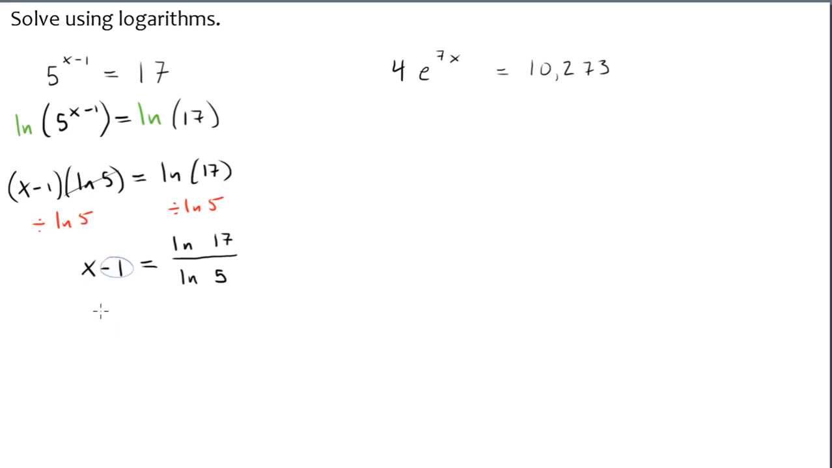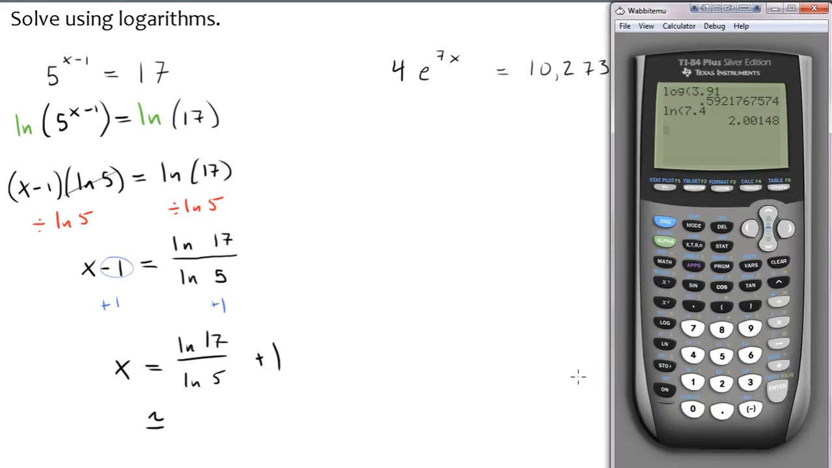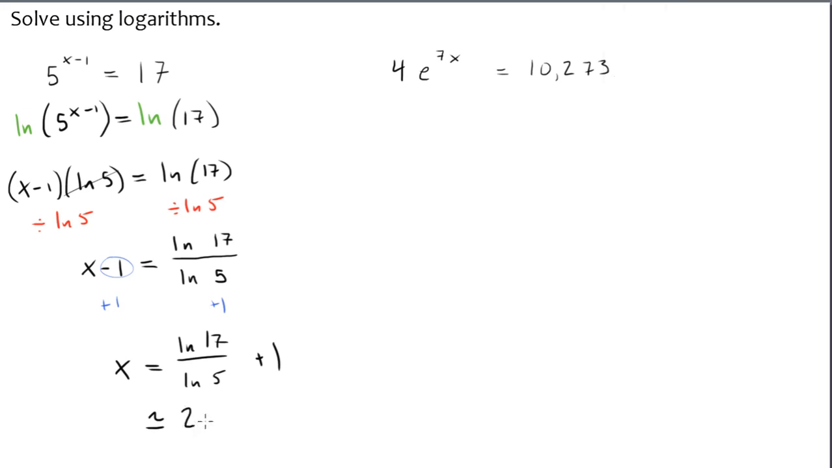I'm going to add 1. Because of this 1 right here, we add 1 to both sides. And how do we write that? x is going to be ln 17 over ln 5, quantity added to 1. Just like that. And we're once again going to seek to get an approximate answer by taking ln 17. See, this is where the parentheses are important when you're adding it into a calculator. Plus 1. 2.76, and again I'm just going to keep 3 digits, so this is approximately 2.76.